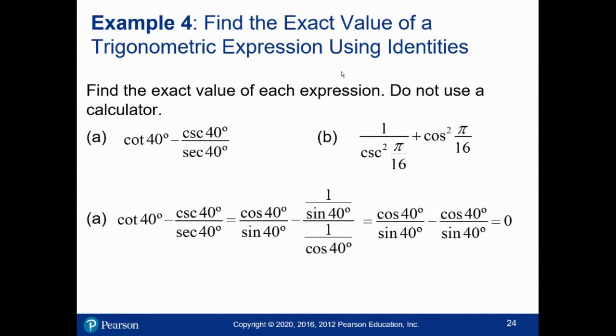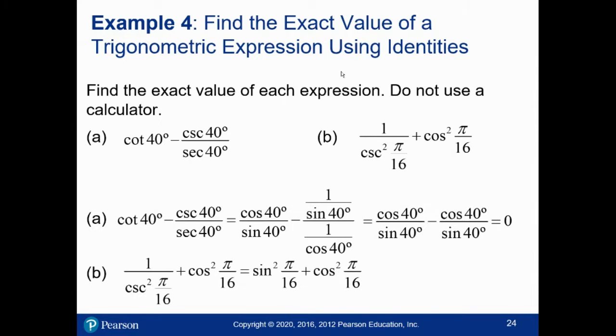So similarly, let's take a look at part B. So cosecant is 1 over sine. So 1 over cosecant squared is the same thing as sine squared. So now I have sine squared pi over 16 plus cos squared pi over 16. And even though I don't know what those are individually, I know for any angle, sine squared of that angle plus cos squared of that angle is always 1. Even though I don't know what they are, I know that when I take sine squared plus cos squared of the same angle, I'm always going to get out 1.